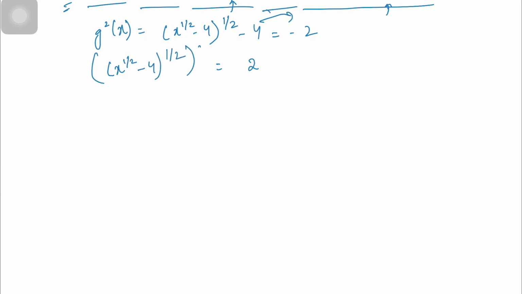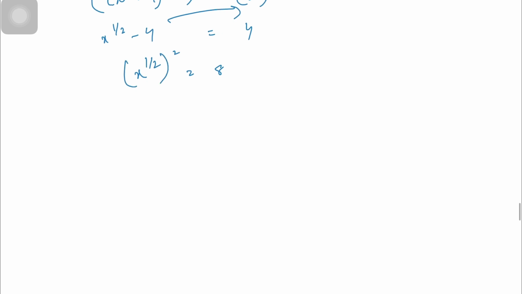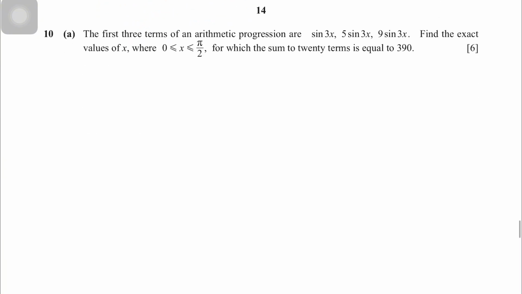To remove this power 1 over 2, we can simply square it. So this would be 4, x to the power 1 over 2 minus 4. This 4 would go over there, so this would be 8. We get our answer as this. Then we can just remove the power by squaring it. We get our x as 64 basically. This was our answer. Now moving on to question 10.